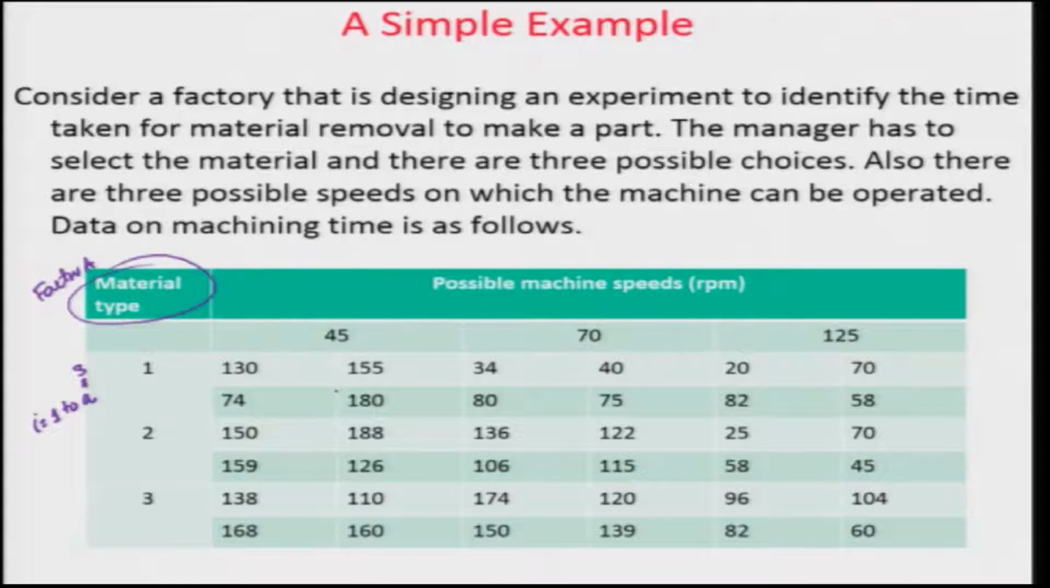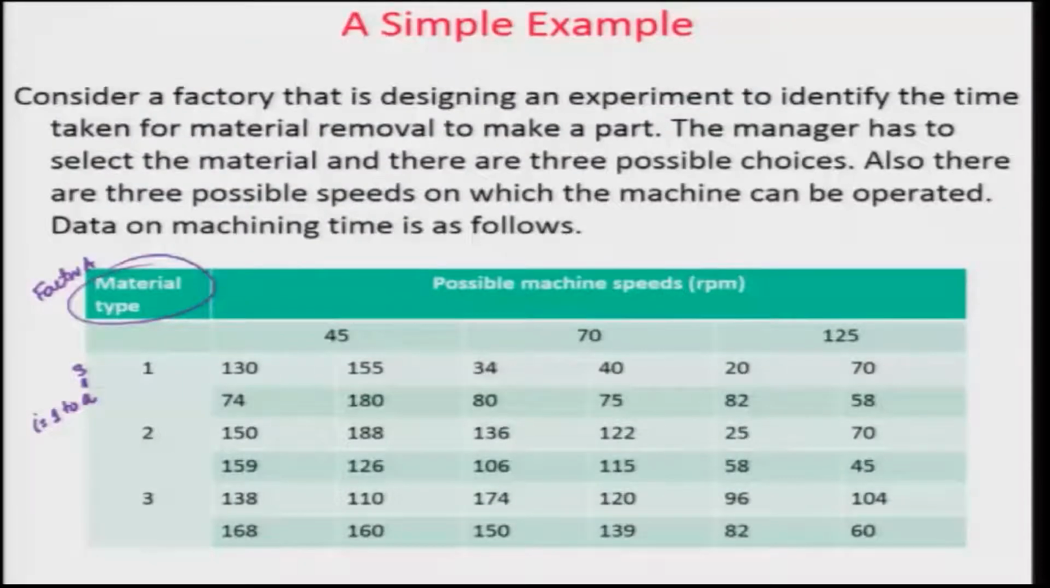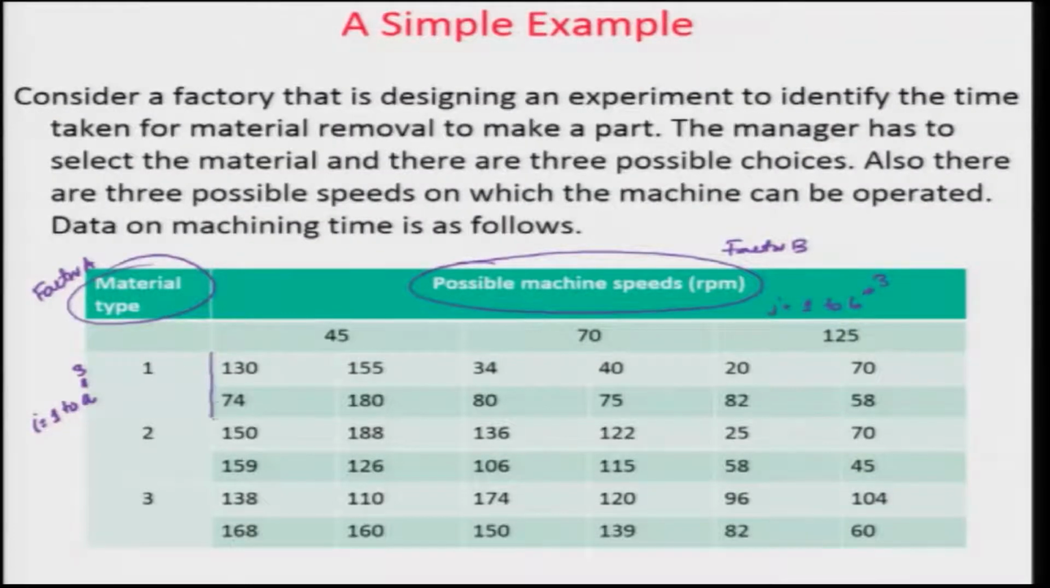Then sigma j equals 1 to b. That is the second factor, in this particular case factor B, and the index is from j equals 1 to b, and b in this case is also 3. And sigma k equals 1 to n. k is the replications. If you think about it, we have 4 replications for each level. Okay. k equals 1 to n.